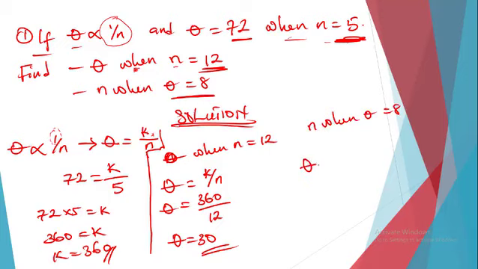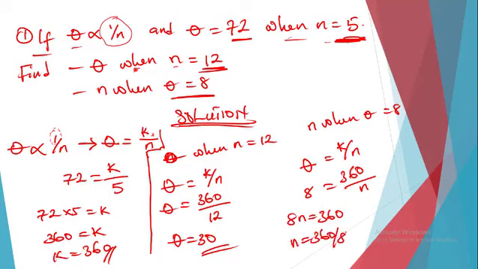Then the b part of it said we should find n when theta equals 8. We still bring down our theta equals k over n. Theta is given to be 8. So here we have 8 equals 360 all over n. Is that correct? Yeah. So we have n times 8 to give us what? 8n equals 360. Then n will be equal to 360 divided by 8. 360 divided by 8, what do we have? We have 45. Okay, as simple as that.